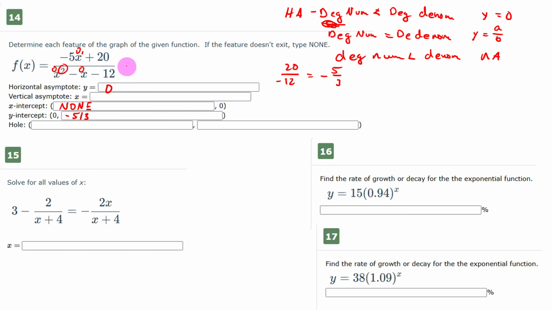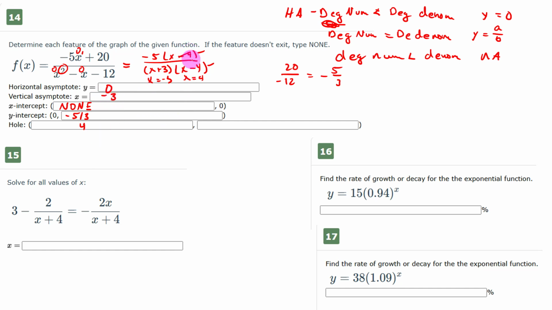So now what you do is go and factor it. We're going to factor out negative 5 on the top and leave it with x minus 4. And the bottom, what multiplies to negative 12 and adds to negative 1? That is going to be x plus 3 and x minus 4. So for our vertical asymptote, see that these will cancel out. So that means x at 4 is our hole, and x at negative 3 is our vertical asymptote.